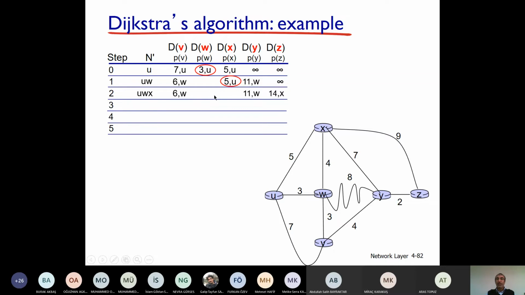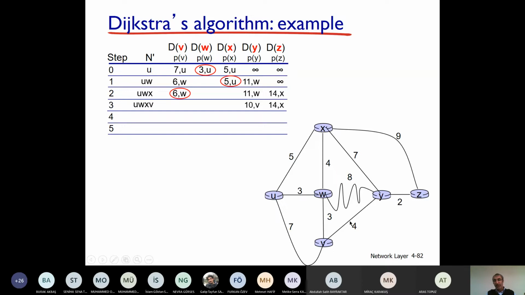So now we apply that criteria again. What's the minimum cost path in this case? Least cost path. We have 6, we have 11, we have 14. Of course, it is 6. So that's why we add the node v to the n prime set. And then now we are going to calculate the new cost for the y. Looks like we have a less cost path. So initial was 3 plus 8, which was 11, but now we can reach y through the v, right?